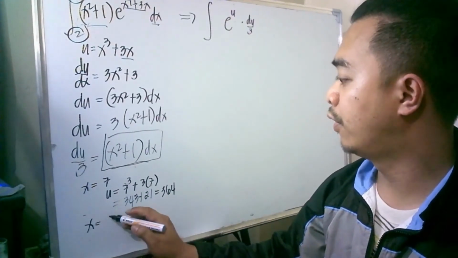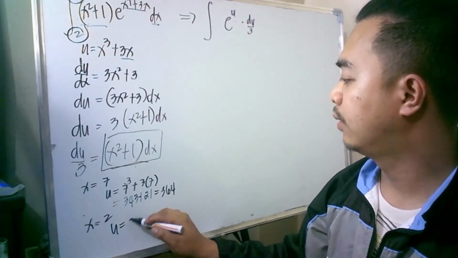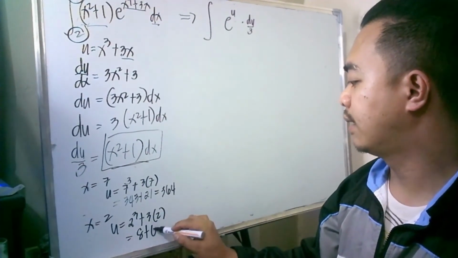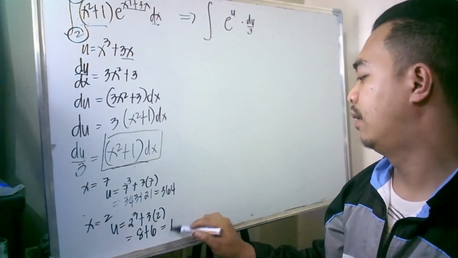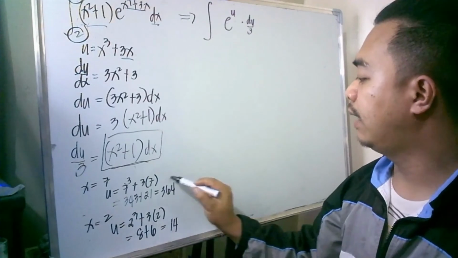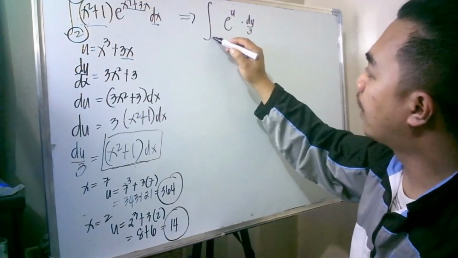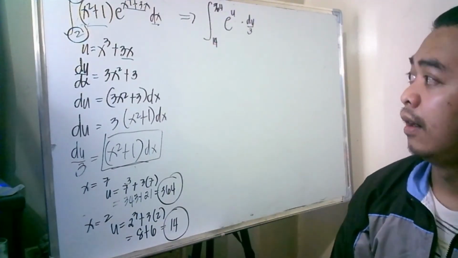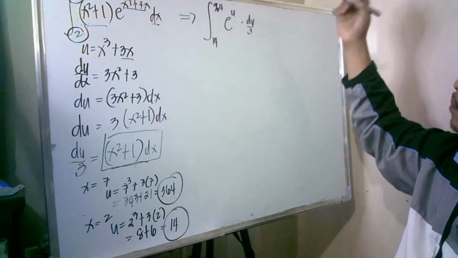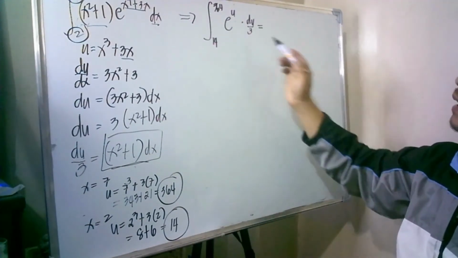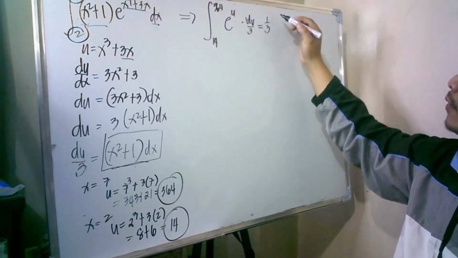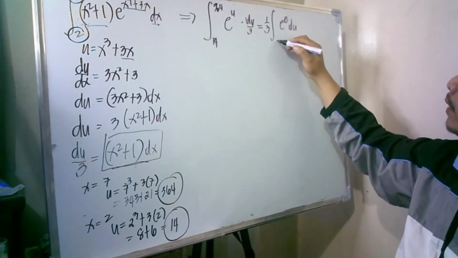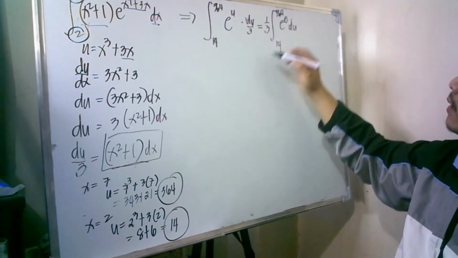We do the same for 2. U is 2 cubed plus 3 times 2. This is 8 plus 6 or 14. Kaya yung bago na nating limits ay from 14 to 364. Okay. Ituloy na natin. 1/3 is just a constant. We can factor it out. So, e raised to u, du na lang yung nasa loob, from 14 to 364.